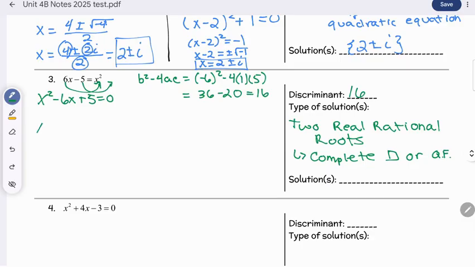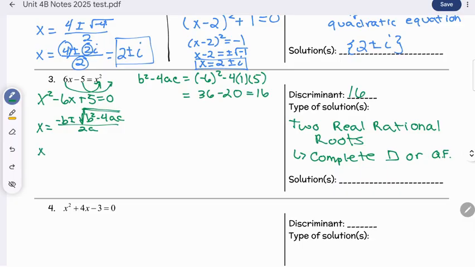So we've got x is equal to negative b plus or minus the square root of b squared minus 4ac all over 2a. Get that in your head. You'll never forget it, and next year's teacher will be so happy with me.